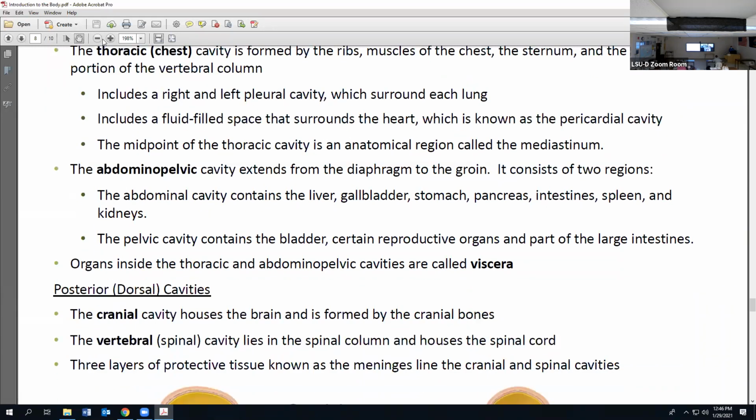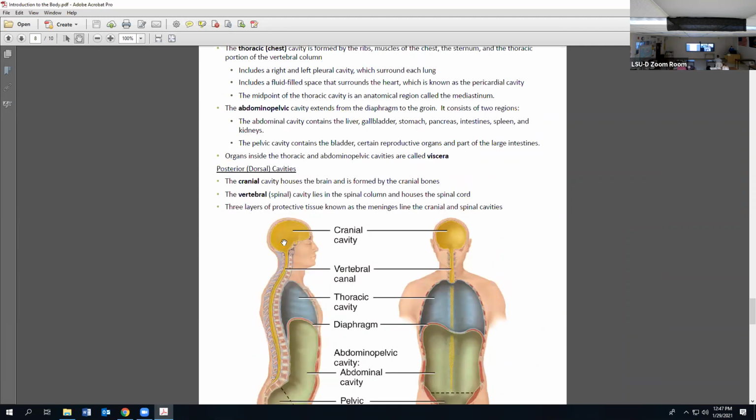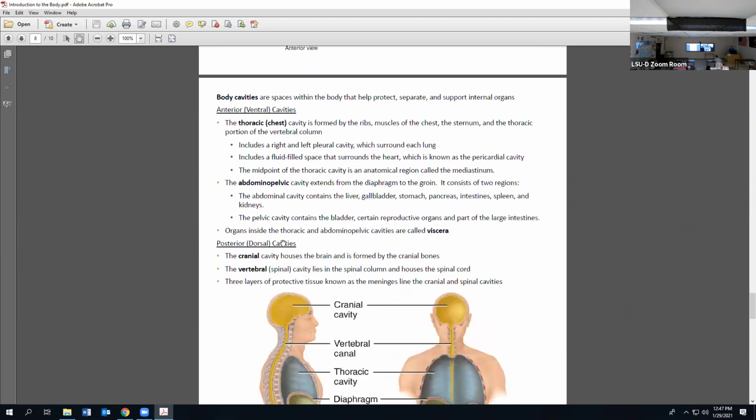Down at the bottom is an illustration to show them off. On the left here from the lateral view, on the right from just a straight on anterior view. Let's talk about the thoracic cavity shown here in blue, also known as the chest cavity, formed by the ribs, muscles of the chest, sternum, and the thoracic portion of our vertebral column. So this is where you'd find your lungs and your heart. Now your lungs and your heart are actually found within smaller cavities inside that larger cavity, because there's some membranes that surround those organs.